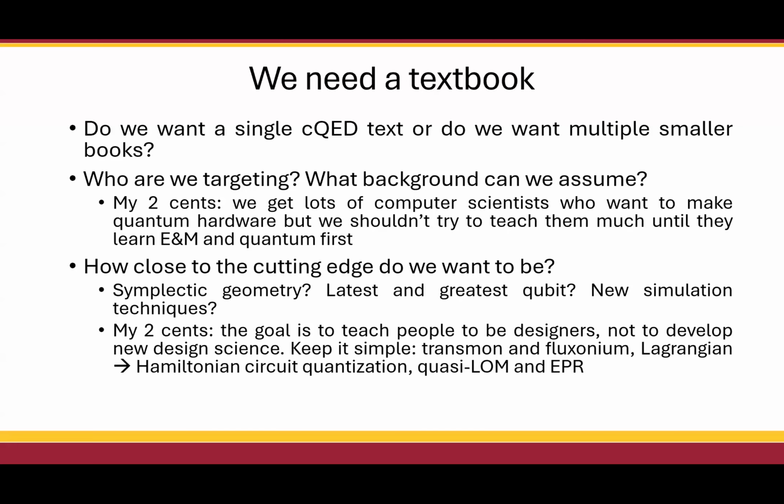There's also the question of what do we include? How close to up to date do we want to be? There's work on symplectic geometry for circuit quantization that can handle things like when you have a phase slip and a Josephson junction in the same circuit, so you have nonlinearity in both your variables, or when you have non-reciprocal elements, so you can't write a Lagrangian because it matters which direction you define your variable going. Probably not worth getting into. Someone has invented a qubit in the last 6 months. I haven't heard of it yet, but I'm sure it's happened. And do we want to cover that? Do we want to cover the latest simulation techniques? My sense is no.